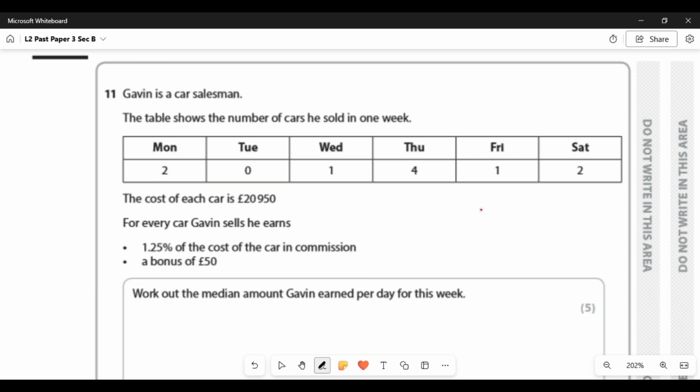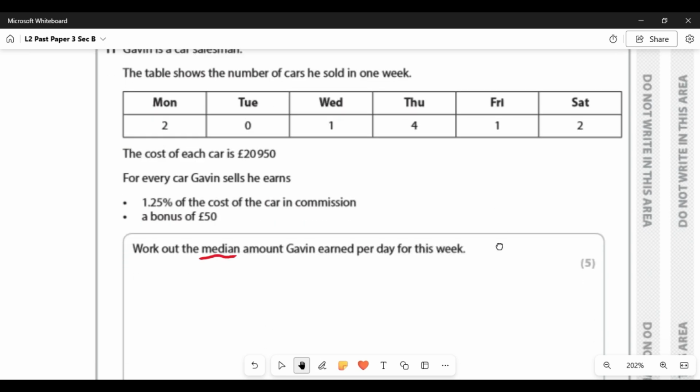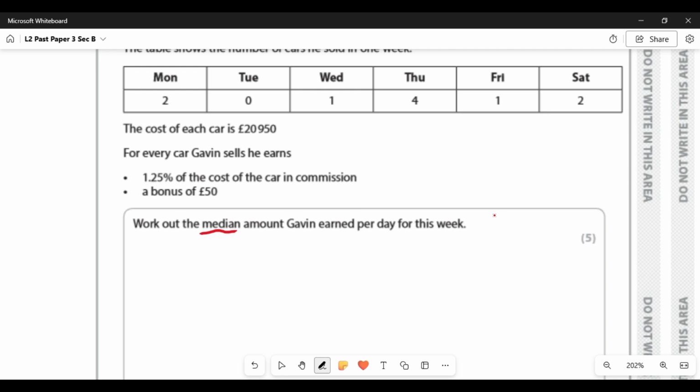So first of all, hopefully you've noticed they're talking about the median amount. So obviously from the table, we need the median value. So we're going to have to put these in order first and find the median or the middle that way. A very common mistake with this one is a lot of people would try to multiply each of these by 20,950. That's the really long way of doing it. I wouldn't recommend doing it that way. Find the median first and then multiply by 20,950. Do it that way, because otherwise you'll be there forever. So let's find the median first.